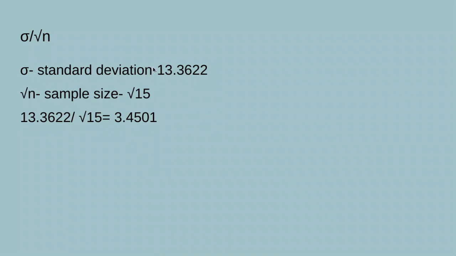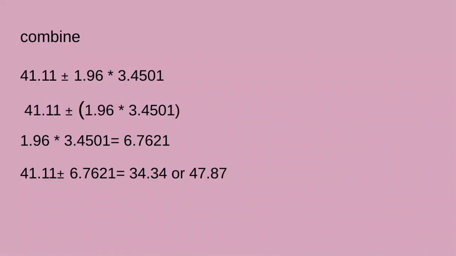So this is your standard deviation, which is 13.3622. I already worked this out, so we already have that standard deviation. And then the n sample size is 15. And so then we have 13.3622 divided by the square root of 15, and that's going to get you 3.4501.